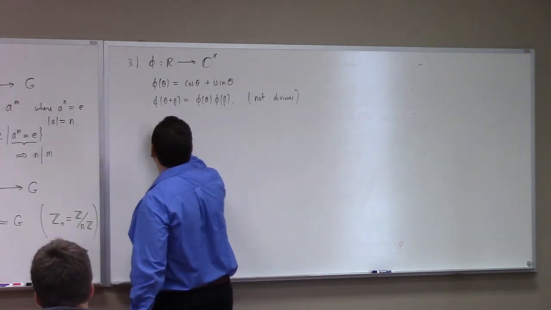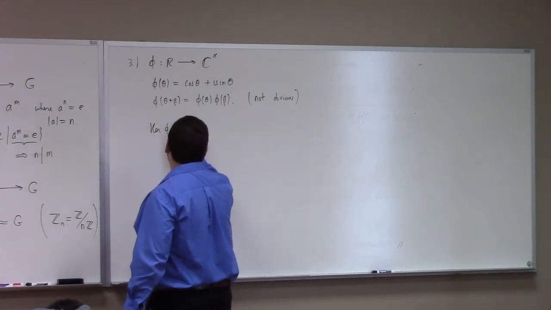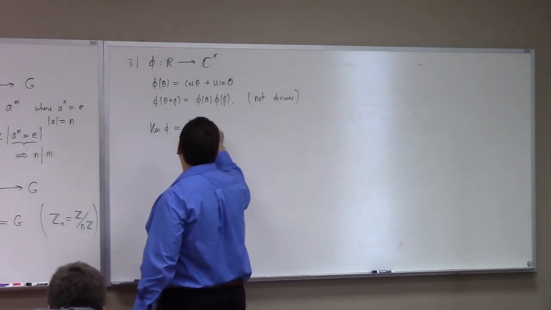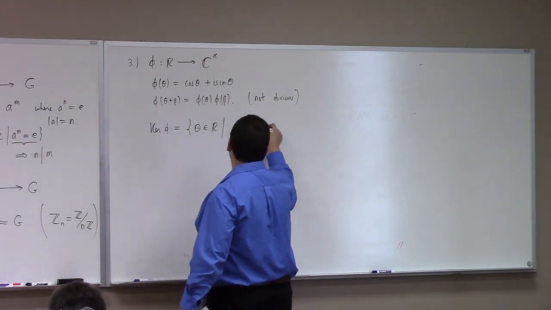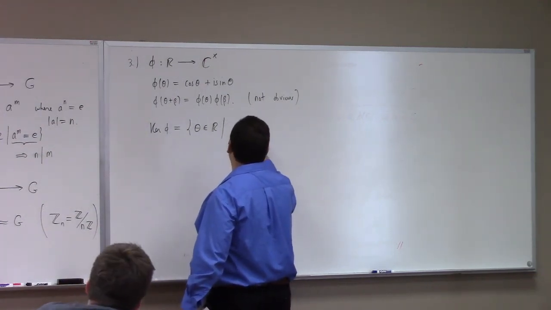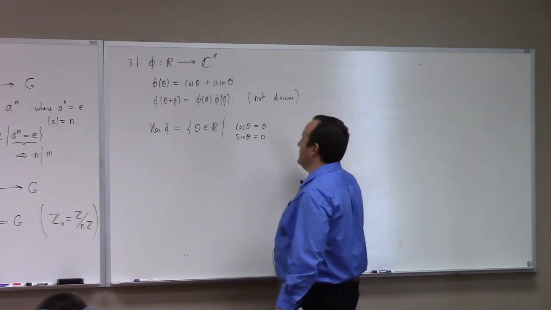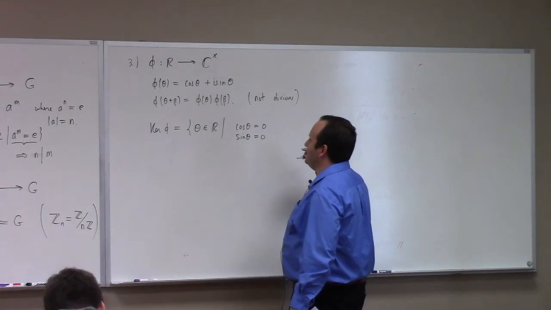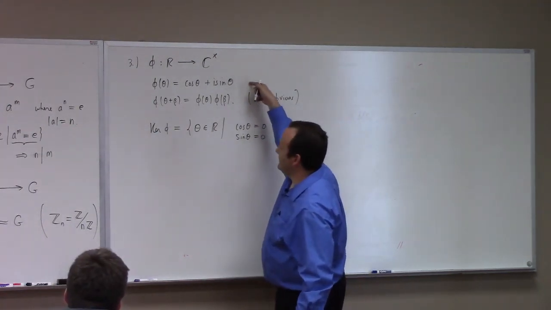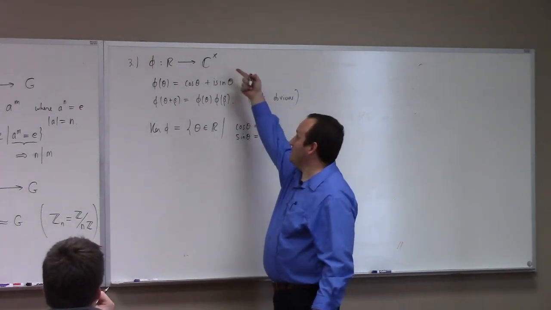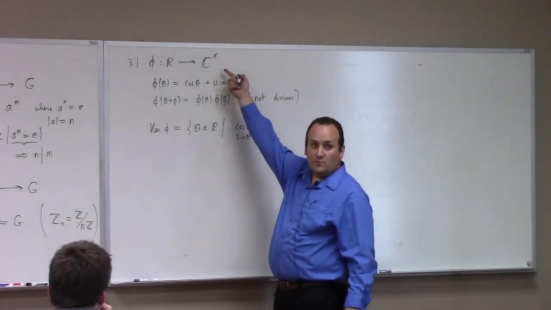So, you can also show that the kernel of phi is going to be basically theta in the reals such that what? You need cosine of theta equals 0, and you need sine of theta equals 0, right? So cosine of theta, oh, I'm sorry, I'm an idiot. Kernel of phi should be theta in the reals such that this is equal to what? Not 0, but what?